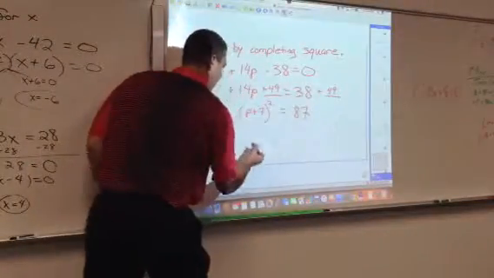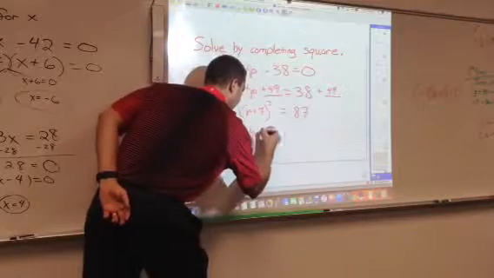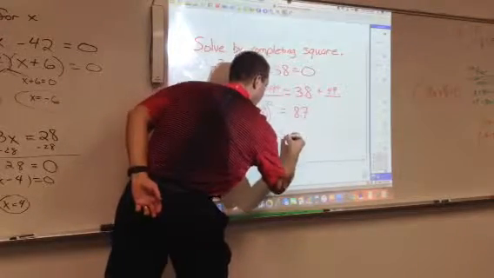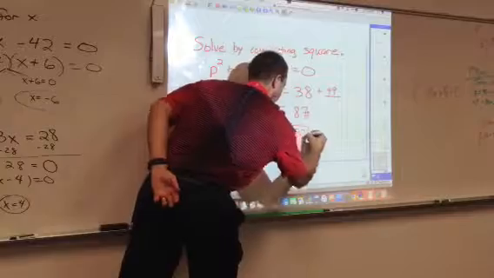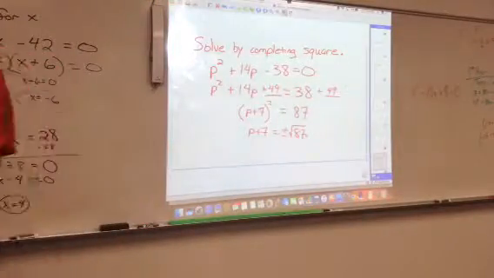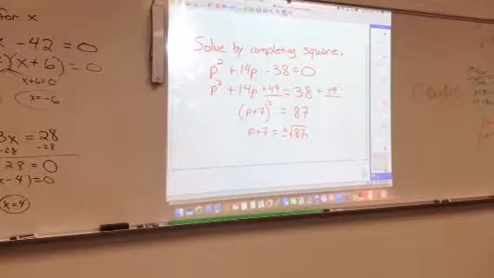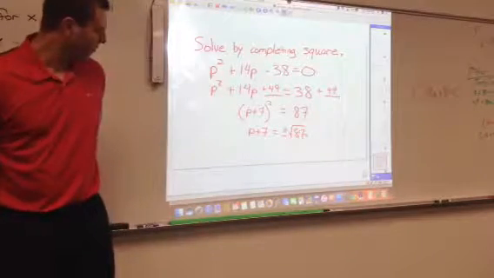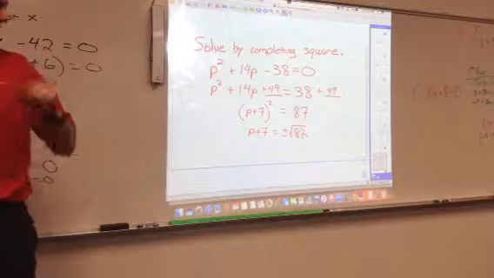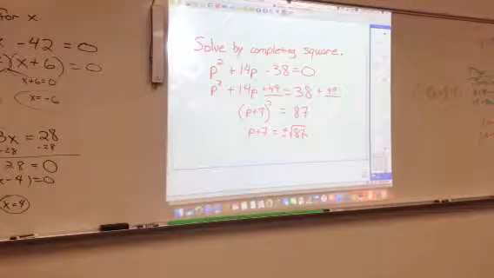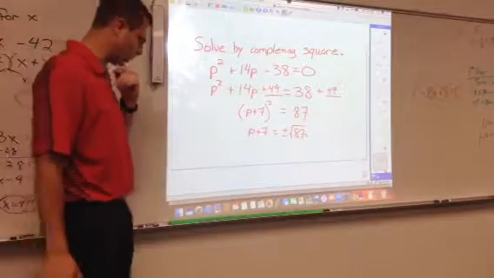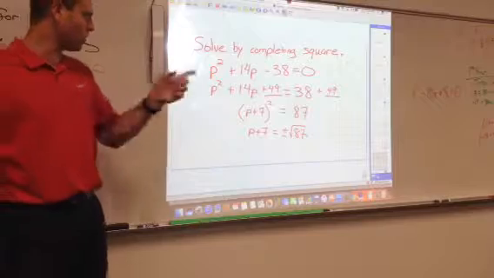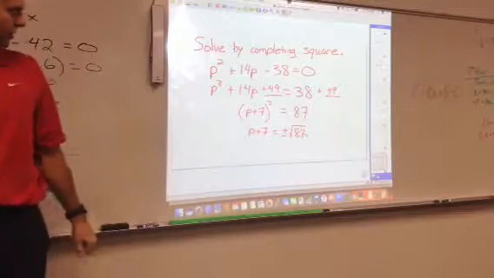When I square root this side, I just have p plus 7. Don't forget your plus or minus. So p plus 7 equals a positive or negative square root of 87. I just square root both sides of the equal sign. Remember your plus or minus. Parabolas typically have two solutions, two x-intercepts, so that's kind of where the 2 will come from. Anytime you square root both sides of an equal sign, you'll always put plus minus there.